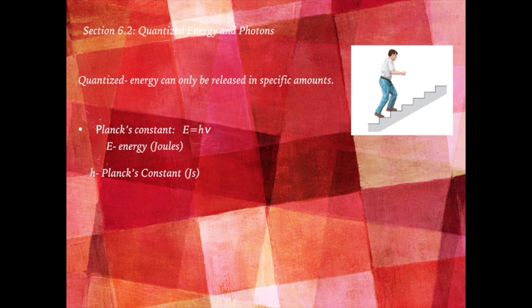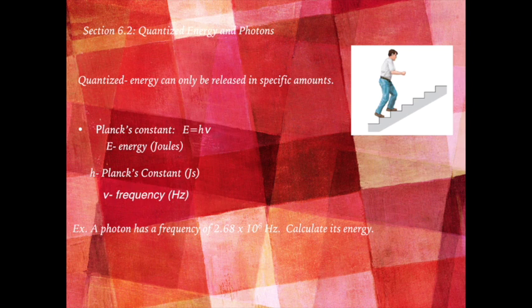Your h is Planck's constant, and notice that the units for Planck's constant are joules times seconds. The seconds cancel with the units for frequency, which are seconds to the -1 or hertz. Planck's constant, by the way, is a value that will be given to you. It's 6.626 times 10 to the -34th. So let's actually look at a problem.